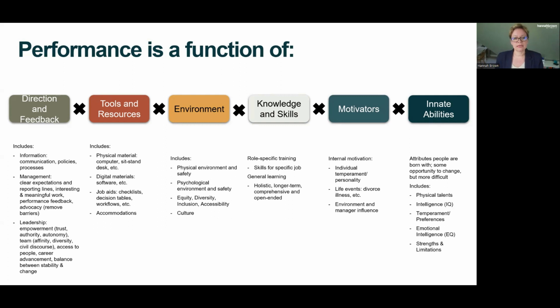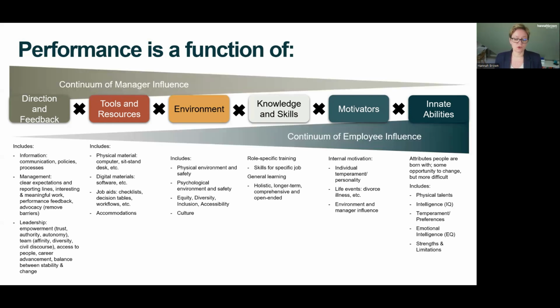The other thing I want to explain is that I introduced them in a certain order, from left, direction and feedback, to right, all the way to innate abilities. And as a manager, you have the most influence over things to the left, so the most influence over direction and feedback, tools and resources, and environment. As you go to the right, your ability to influence wanes. Whereas from the employee's perspective, they have the biggest impact on their innate abilities, I suppose, and to what extent they're motivated, and their own skills and knowledge. As they move to the left, the employee has less impact and ability to control things like their environment, tools and resources, and direction and feedback.